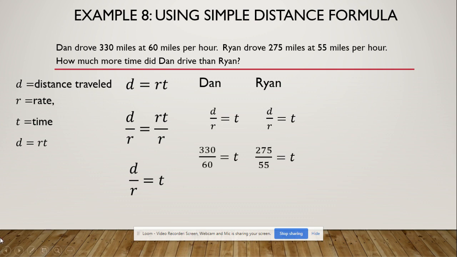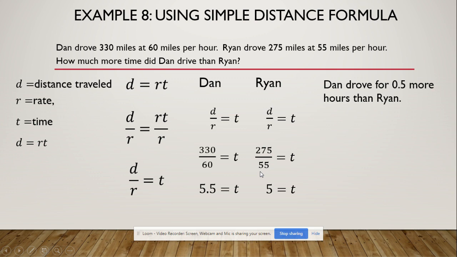Next, we're going to substitute. For Dan, he drove 330 miles at 60 miles per hour. Ryan, 275 miles at 55 miles per hour. So Dan drove for 5.5 hours. Ryan drove for 5 hours. So Dan drove 0.5 more hours than Ryan.